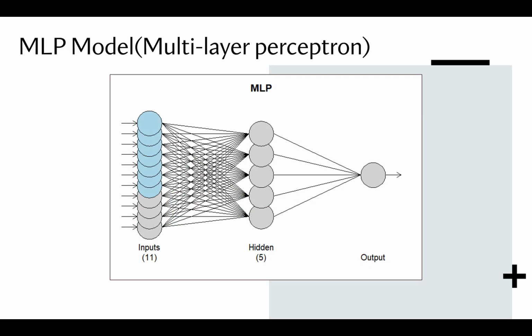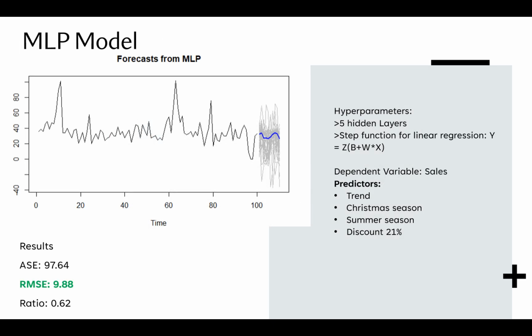Now we will use a neural network, a multi-layer perceptron network with the above hyperparameters, in this case 5 hidden layers, for building this model. We can observe the results of the network and the RMSE is 9.88, the lowest. This is a good indication, at least for the short term.